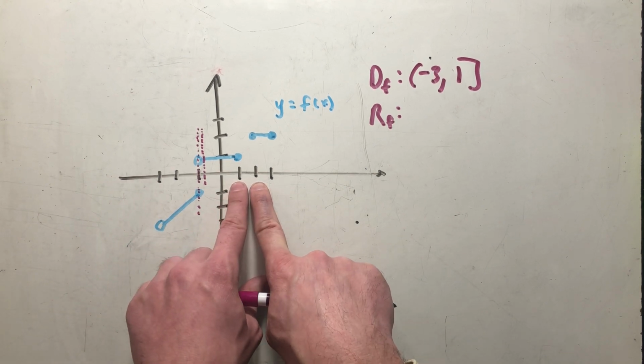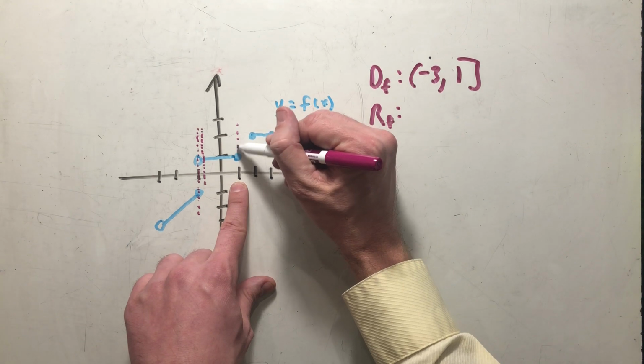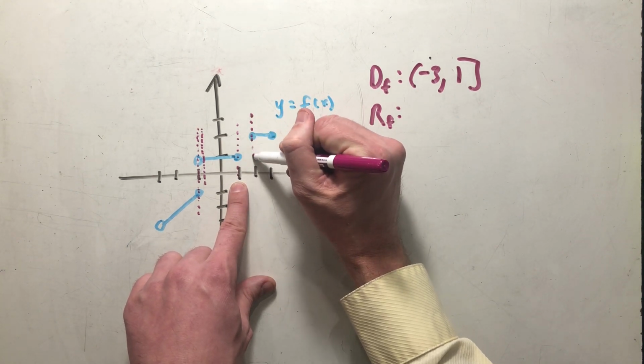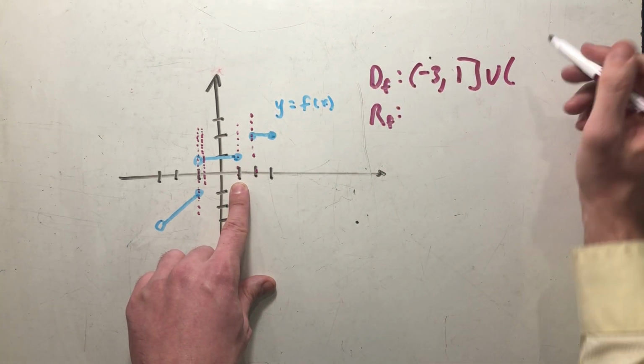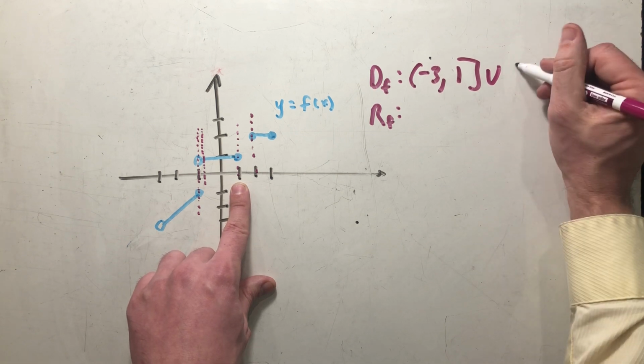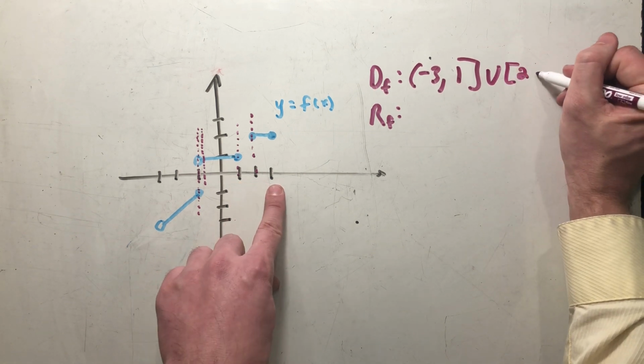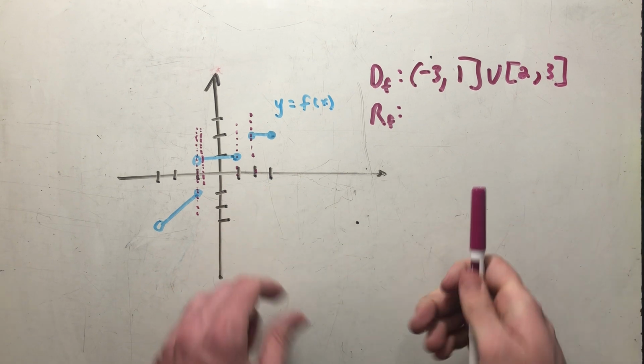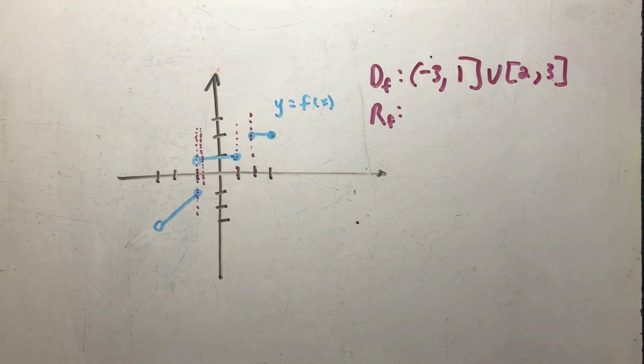Then there's a gap. There's nothing in between 1 and 2. All right, so the domain stops at 1 and then starts again at 2 and goes to 3. And so there I have a domain with a big chunk missing in it.